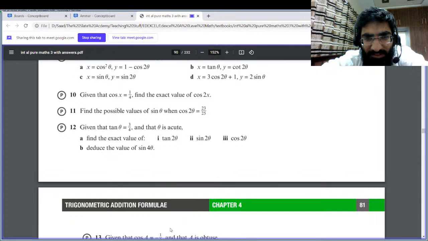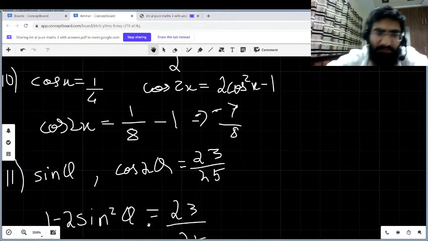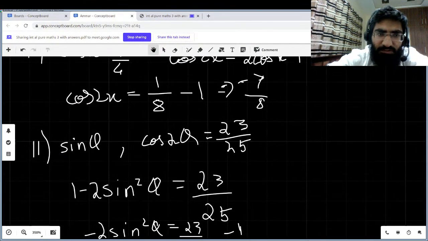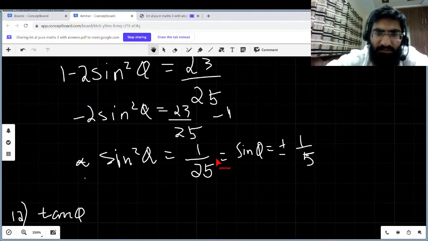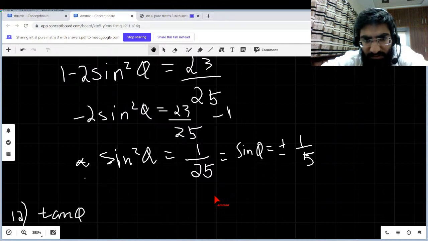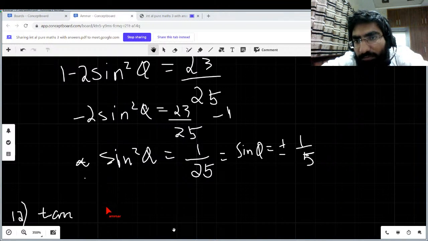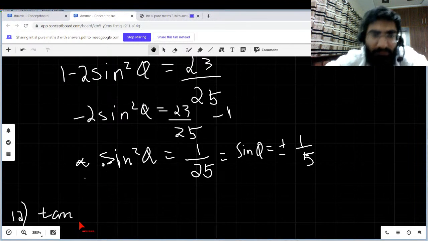Aren't these double angle formulas easy? Which one are you doing? Are you doing 10? 12. What did you get for 11? Plus minus 1 by 5. Correct.